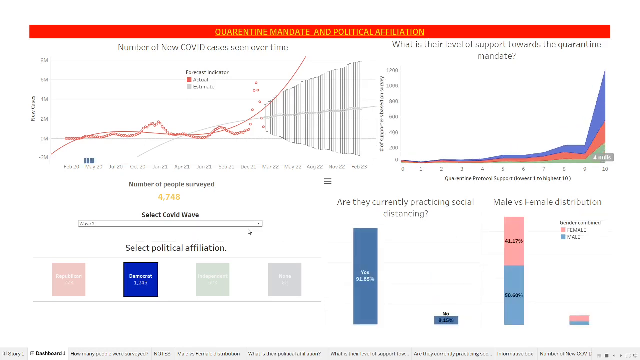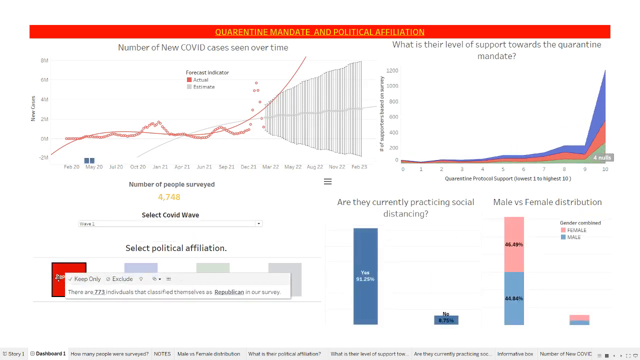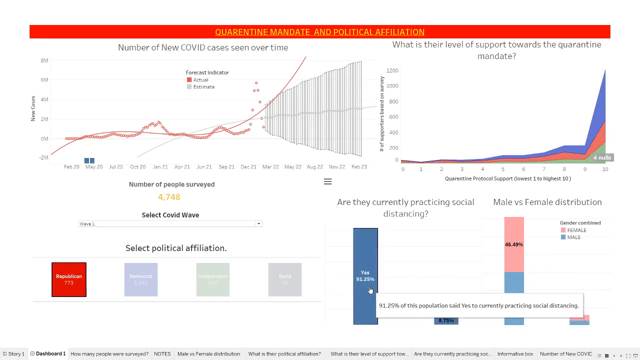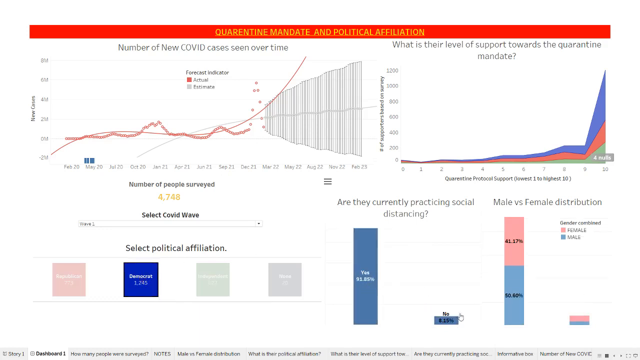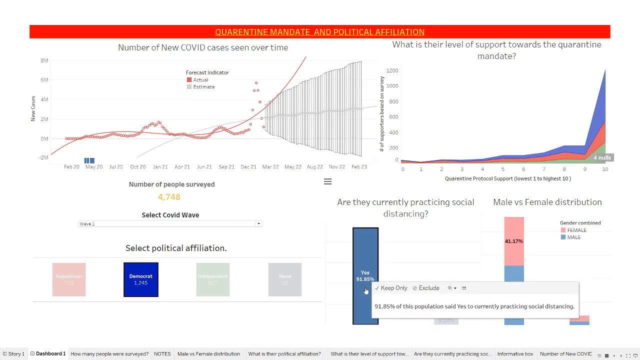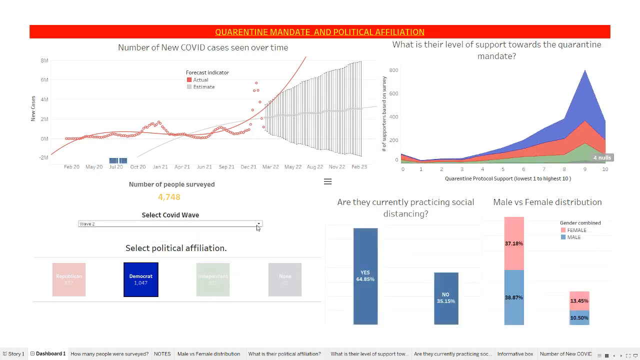So if we look at wave one, again, you see the difference. Initially, 91% practicing, only 8% not practicing. Democrat, 91%, 8%. The number did not change a whole lot, even though more Democrats were supportive of COVID quarantine protocol. They were actually practicing social distancing, even if they didn't like it. But as wave two hit, more people said they're not quarantining, and fewer people were actually quarantining.